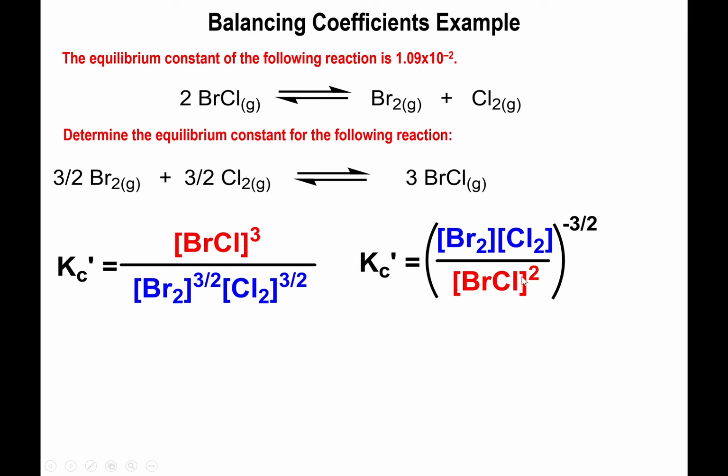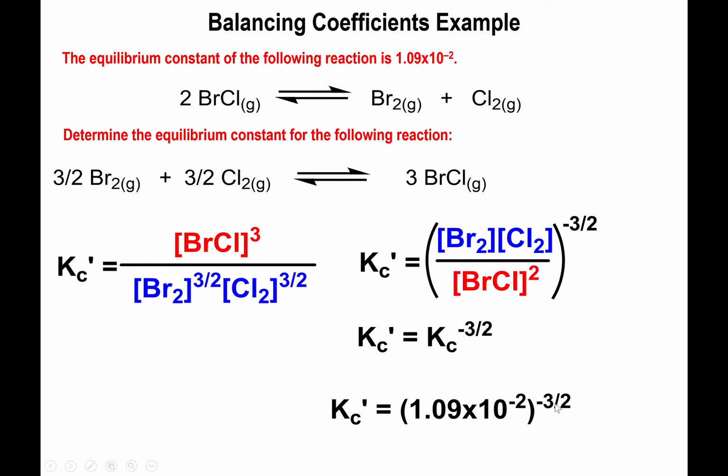So notice what happens for the expression. Technically speaking, you are taking the original equilibrium expression and raising it to the negative 3/2 power to end up with the equilibrium expression that you have down here. So you simply need to take the value of the equilibrium constant, 1.09 times 10 to the negative 2, and raise it to the negative 3/2 power. That will give you the new value for the equilibrium constant, which in this case is 877. Because the value is greater than 1, this tells you that this reaction is going to go forward and be product favored to a high extent.